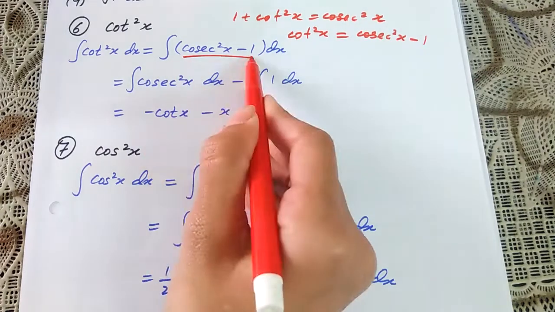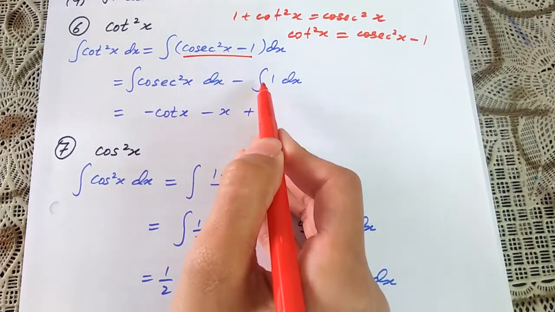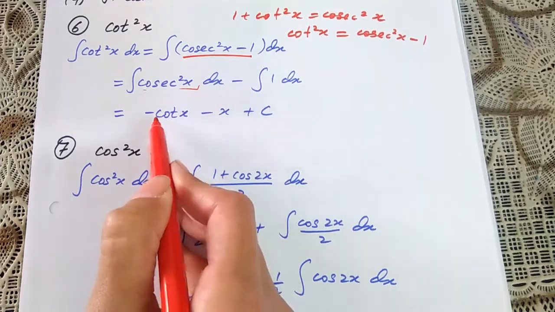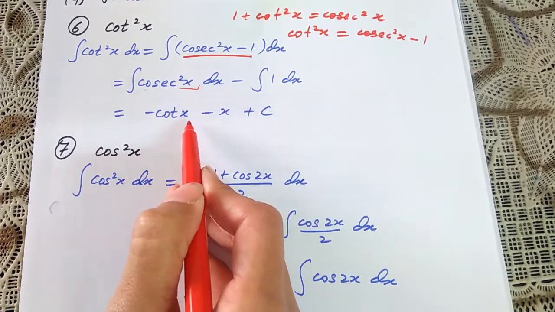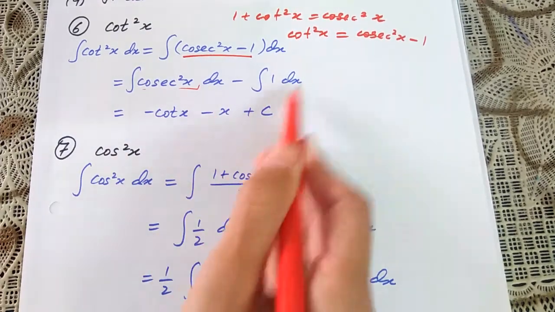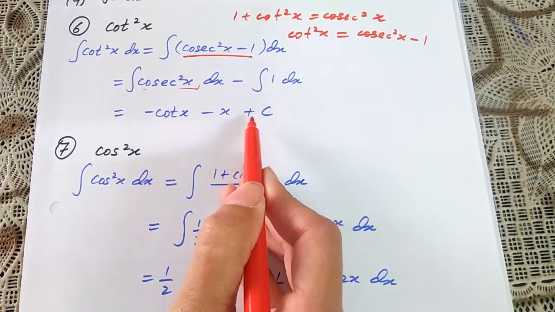So replace it with this formula, separate the integration, and cosecant square of x has the direct formula of integration minus cot of x, and 1 has integration x, and then apply the constant of integration here.